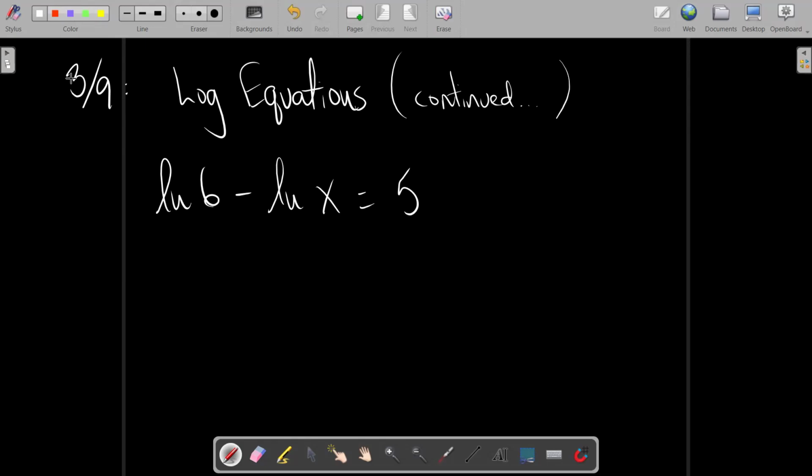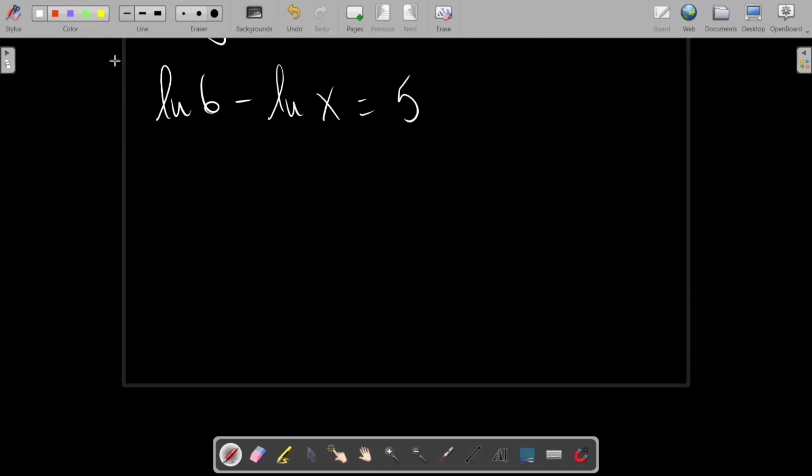Step one, you know this. What's step one? Condense. Very good. So we're going to condense the left-hand side, and because it says minus, we're going to condense it into division. So we're going to have it as the natural log of 6 over x equals 5. And this is where I expect that we would probably pump the brakes because something already is a little bit amiss. Something's off. What is it?